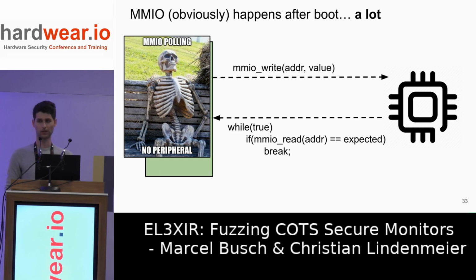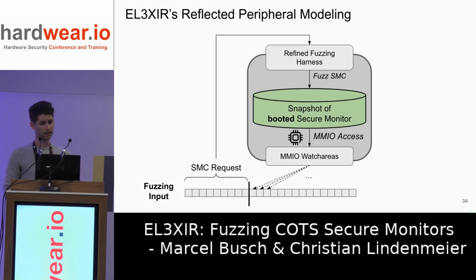And our idea was, we could just automate this process to some extent. And that's our basic idea here, shown on the slide. We called our approach reflected peripheral modeling. And the idea here is that we basically save the effort of manually writing these peripheral models. Instead, we let a fuzzer take on this task.